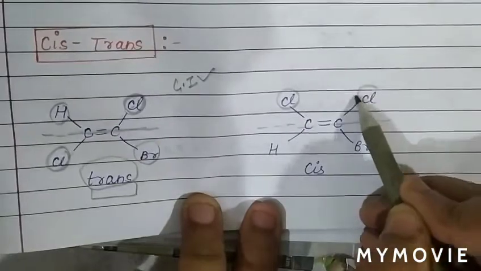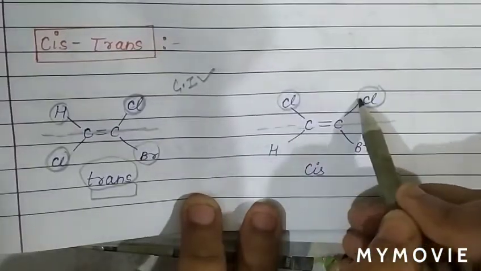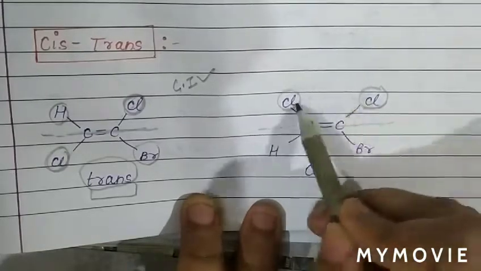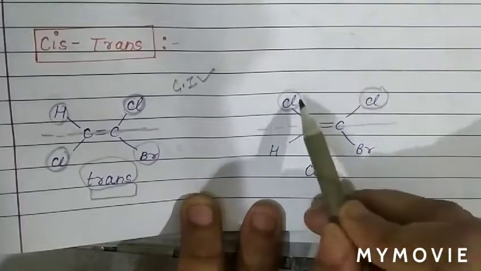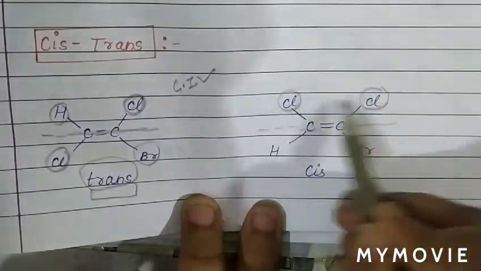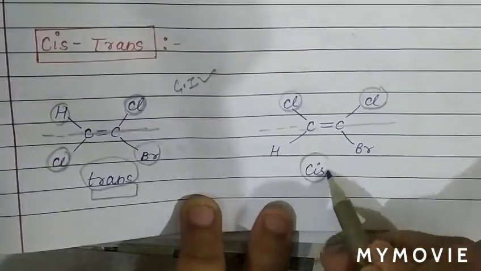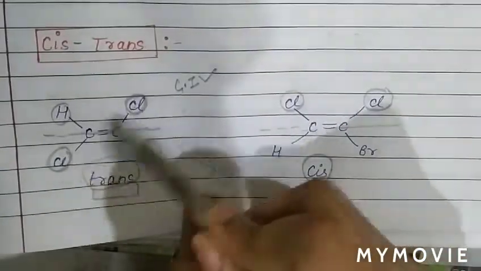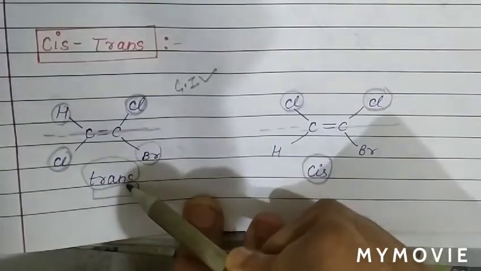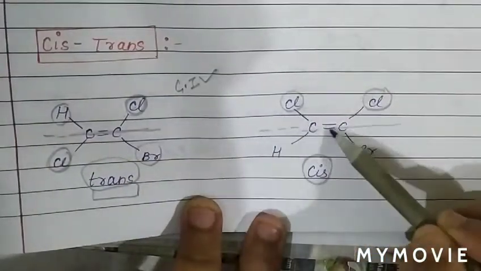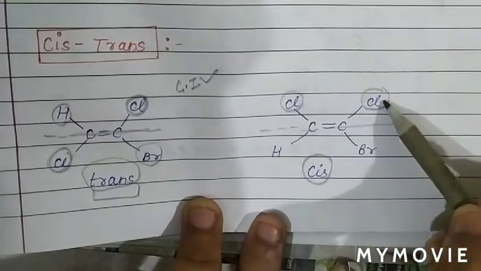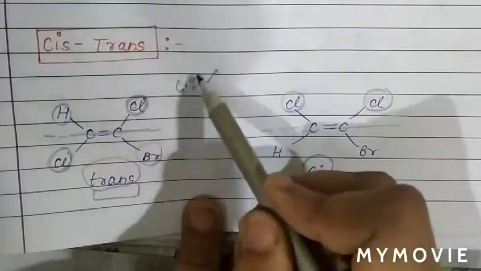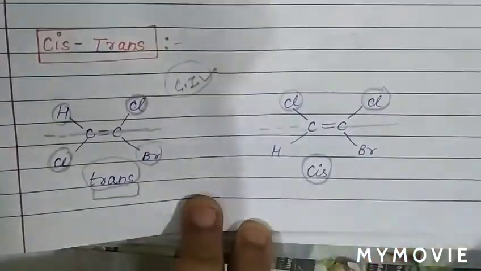Now again, when we pass a plane through this carbon-carbon bond, if two same atoms or groups lie on the same side of the plane, so these two Cl atoms are lying on the same side of this plane, above the plane, this isomer we call the cis isomer. So basically, if a compound can show geometrical isomerism and two same atoms lie on the same side of the plane, we call it cis, and on the opposite side of the plane we call it trans. This is the cis-trans isomerism shown by geometrical isomers.